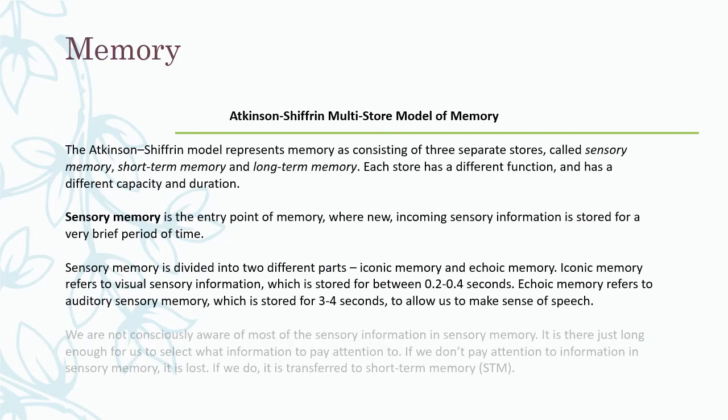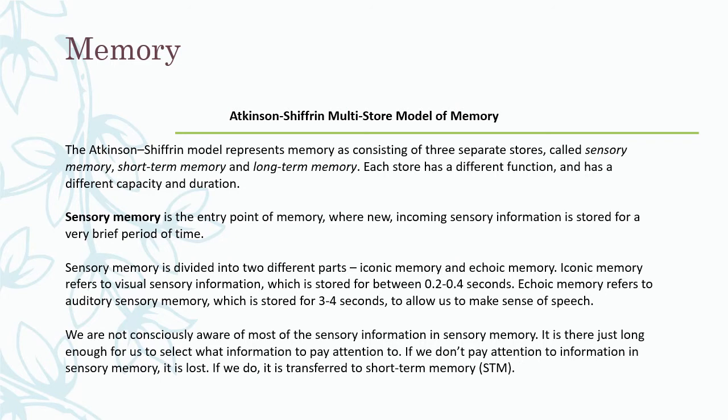So the Atkinson and Shiffrin model of memory, please remember to also memorize the title. It has three separate stores: sensory, short-term, and long-term memory. And they all have different functions, different capacities, and durations. So sensory memory is the entry point of memory, where new incoming sensory information is stored for a very brief period of time. So it could be what you see, what you hear, and everything is brought into your sensory memory if you've paid attention to it.